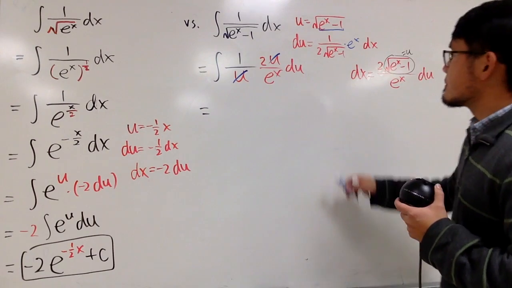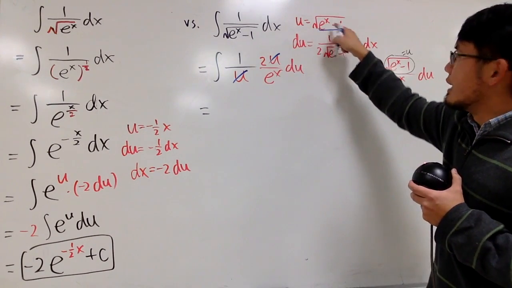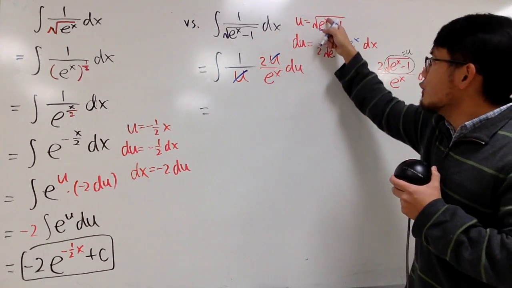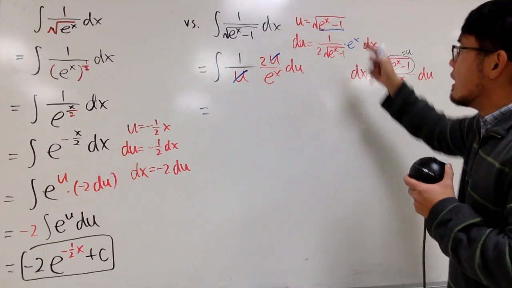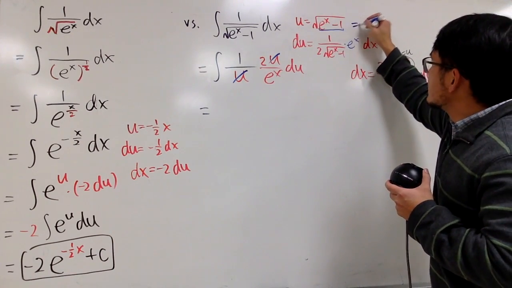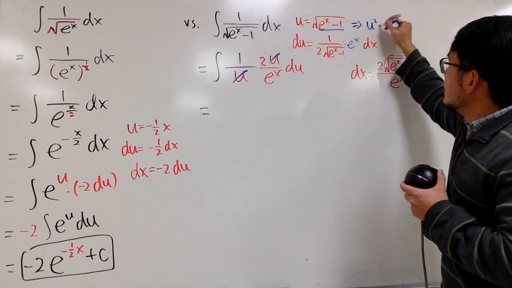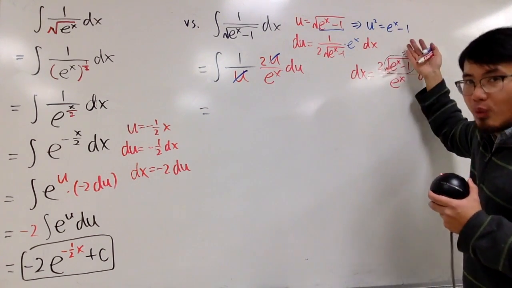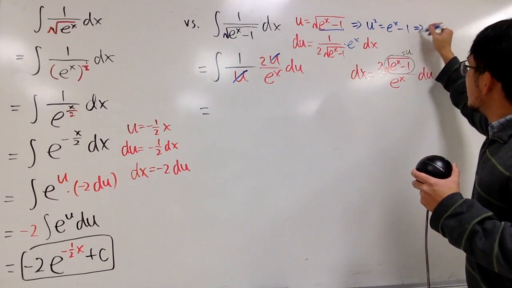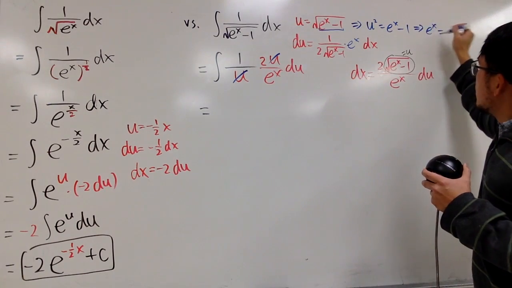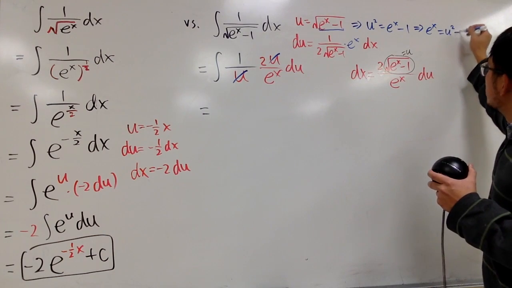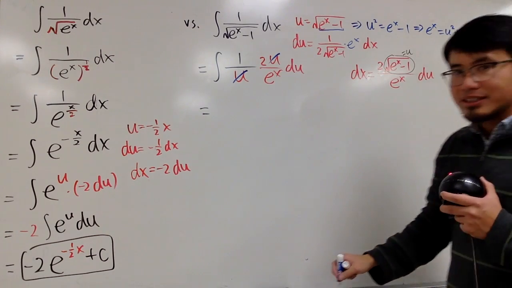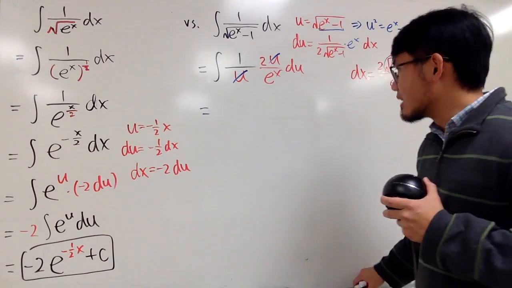Well, what do? We know that u is equal to square root of e to the x minus 1. So in fact, we can solve for e to the x from this equation. Let's square both sides, so we get u squared equals the inside, which is e to the x minus 1. And of course, we can add 1 on both sides. So this will tell us e to the x equals u to the second power plus 1. So that's nice.